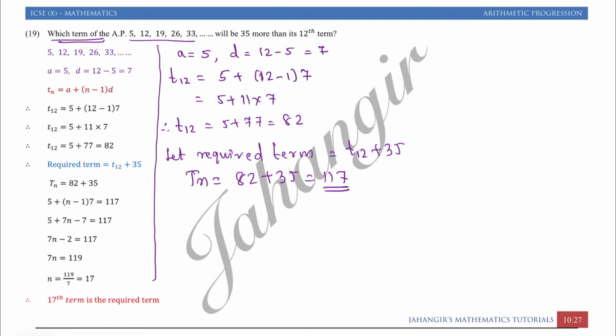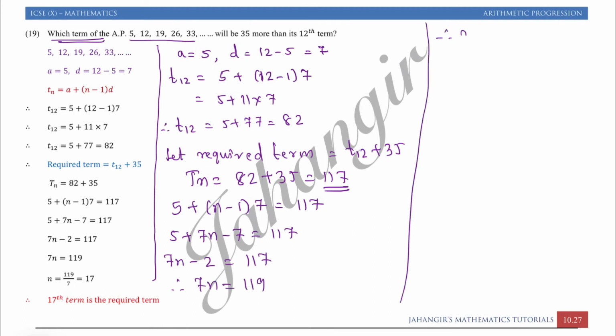So I can write Tn as a plus (n minus 1) into d. d is 7, which is equal to 117. So 5 plus 7n minus 7 is equal to 117. So therefore 7n minus 2 is equal to 117. So therefore we can say 7n is equal to 119. So therefore n is equal to 119 upon 7. So therefore n is equal to 17, since 7 1s are 7, 7 7s are 49.